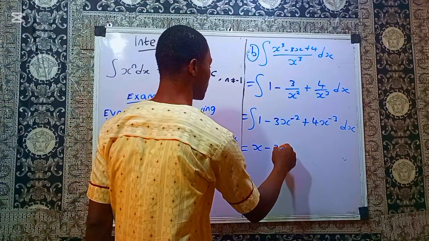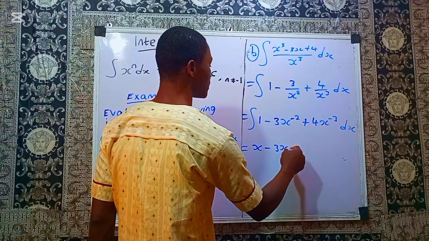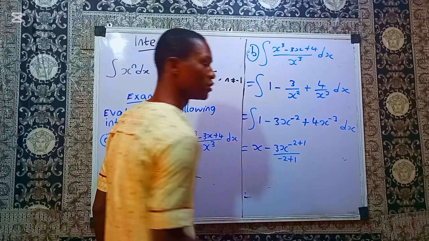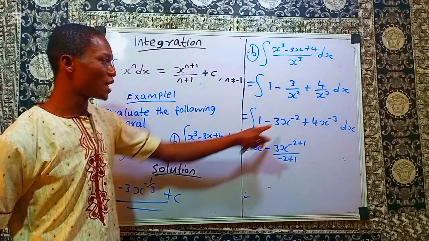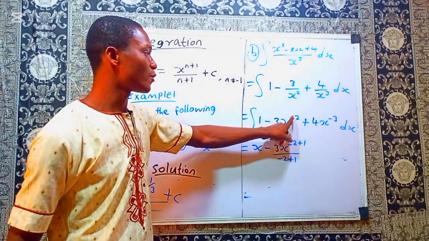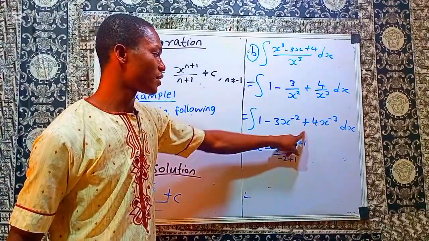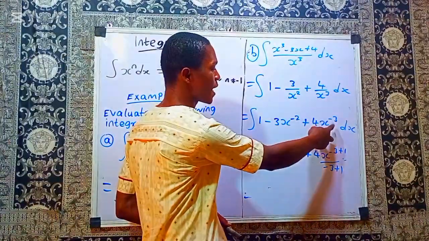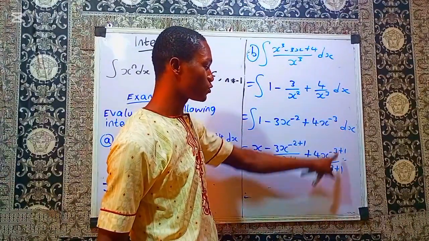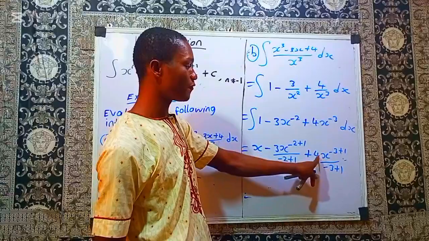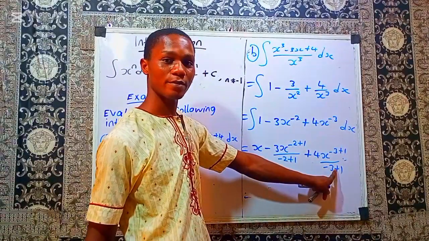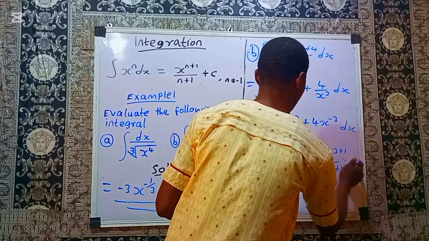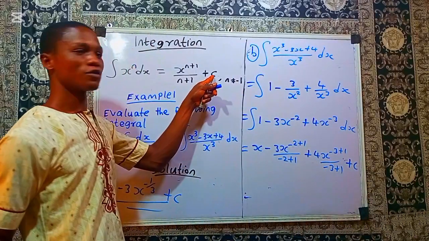So you are going to integrate this one. So we have minus 3 x raised to power minus 2 plus 1, all divided by minus 2 plus 1. I'm using this formula. You add 1 to the index. I added 1 to this index. I used that result to divide. Then plus, I did the same thing here. I added 1 to the index of x, then I used the result to divide. So I had 4x raised to power minus 3 plus 1 divided by minus 3 plus 1. Then plus constant of integration. You remember to put your constant of integration C.